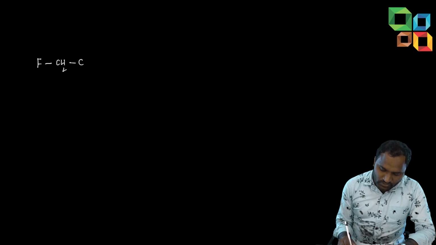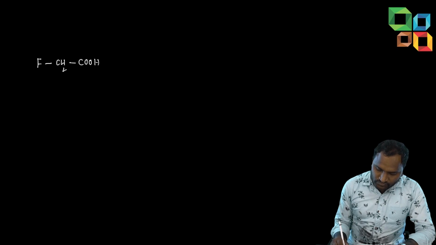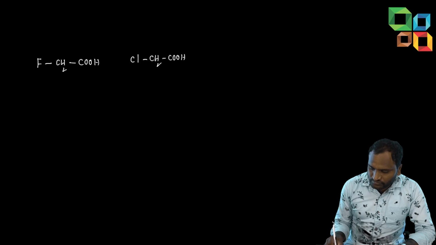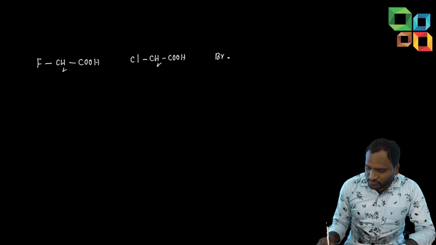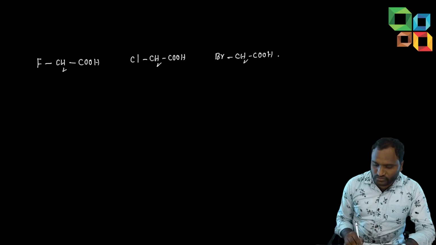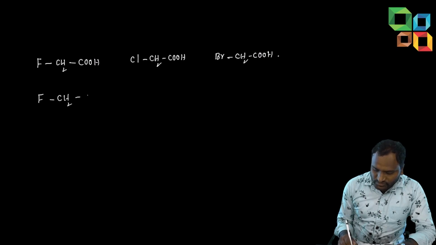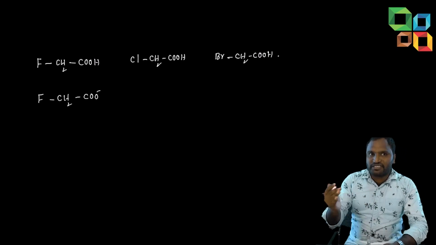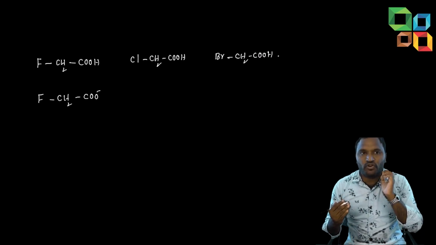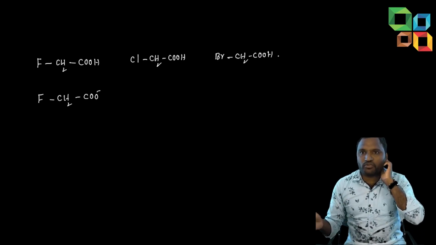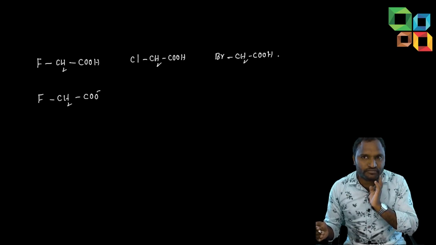You try to answer, students. Fluorine is connected to carboxylic acid. Chlorine is connected to carboxylic acid. Bromine is connected to carboxylic acid. Which is more acidic? I want to know. Anyone, can you tell, students? I'll write the conjugate base also. Remember, fluorine, chlorine and bromine are minus I effect groups.